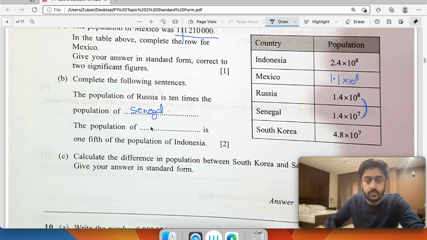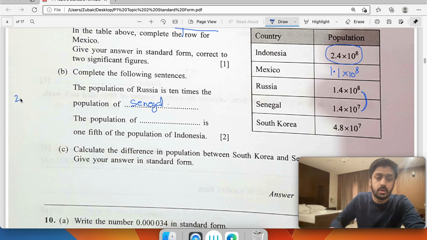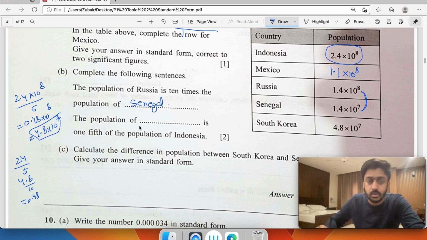The population of this is 1/5 of population of Indonesia. So we know what Indonesia is. We can take out what 1/5 makes. So divided by 5. So basically 2.4 by 5. If I double this, this is 4.8 by 10 and 0.48. So basically 0.48 into 10 raised to power 8, we are looking at something which figure comes around this. The power is 7, 4.8, South Korea.